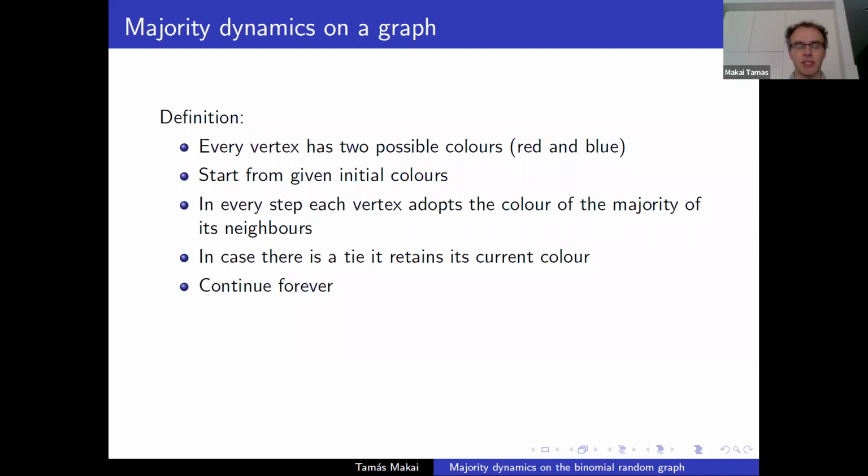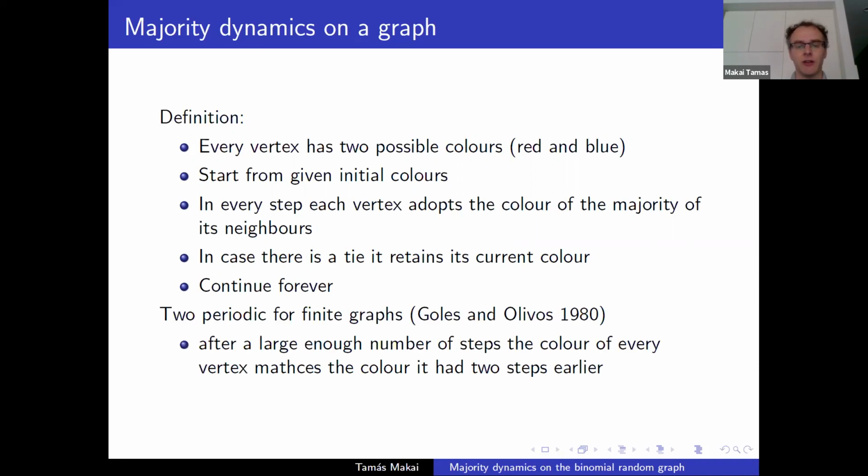And we can run this process forever. Now, it turns out that it's not actually necessary to run forever, because after a while, we'll stop seeing anything new. Goles and Olivos showed that after a sufficient number of steps, the process will become 2-periodic, meaning that the color of every vertex will match its color from 2 steps before. Obviously, for certain vertices, it can also match the color in the previous step as well. It's not necessarily switching between the 2 opposites in every step.